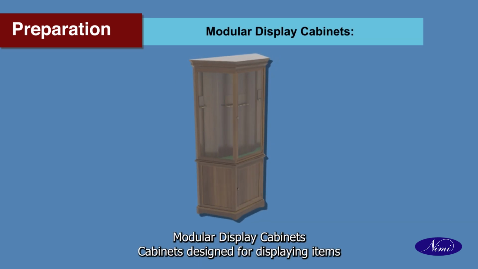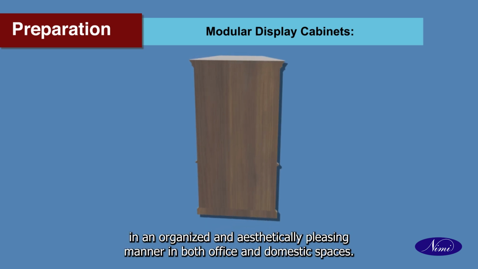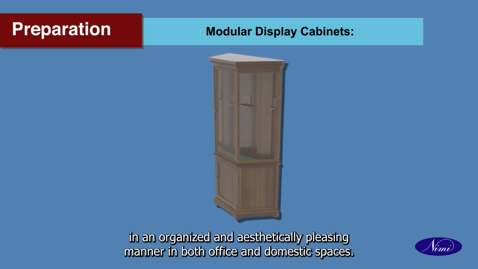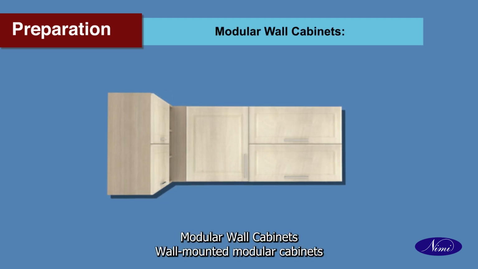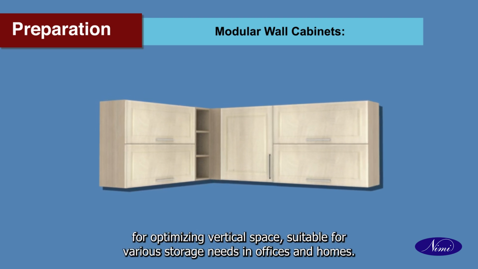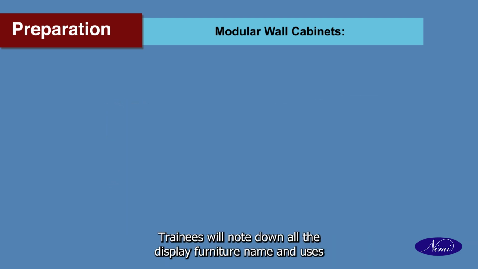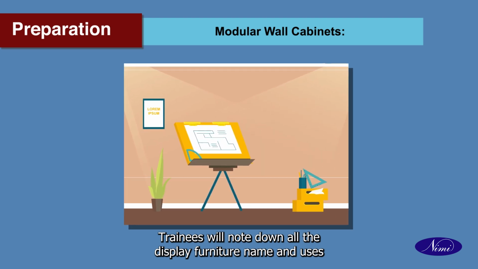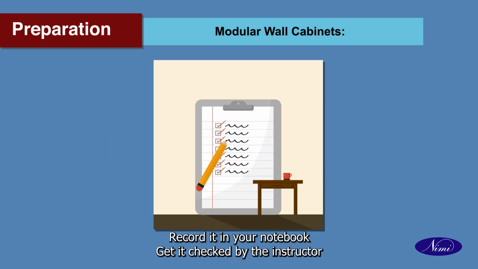Modular display cabinets. Cabinets designed for displaying items in an organized and aesthetically pleasing manner in both office and domestic spaces. Modular wall cabinets. Wall-mounted modular cabinets for optimizing vertical space, suitable for various storage needs in offices and homes. Trainees will note down all the displayed furniture, names and uses. Record it in your notebook. Get it checked by the instructor.